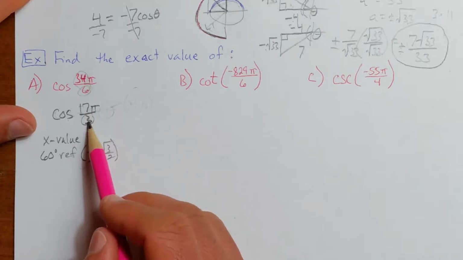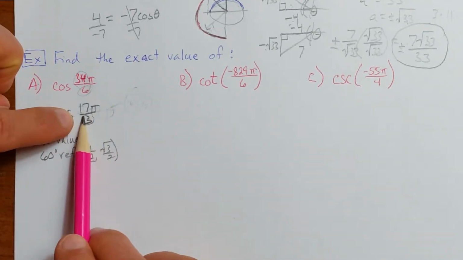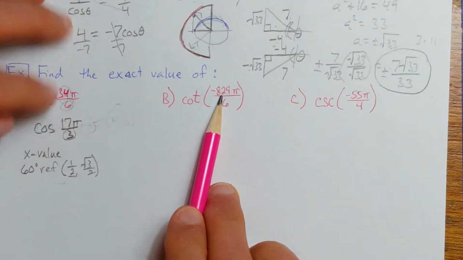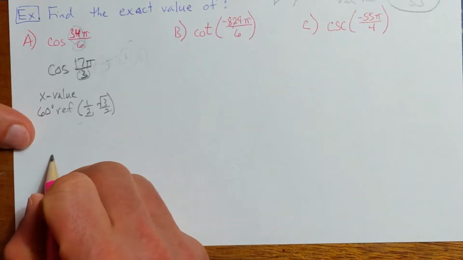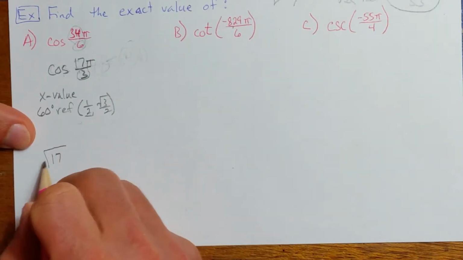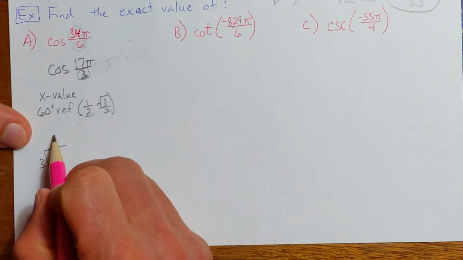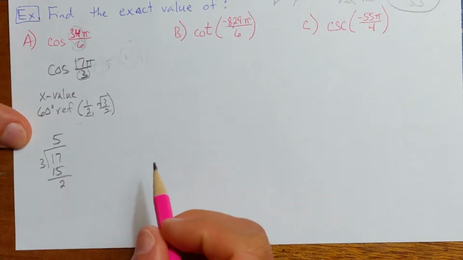Now, since this has gone around the circle more than once, and I don't want to sit there and count it out, although that might not take that long, that would be a waste of time. So here's what we do. We're going to change this to a mixed number. In other words, we're going to do long division. We're going to ask ourselves, how many times will 3 go into 17 evenly? Well, it goes in there 5 times evenly. And if I subtract, I end with a 2.